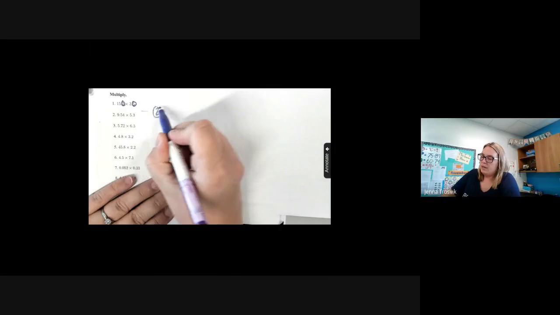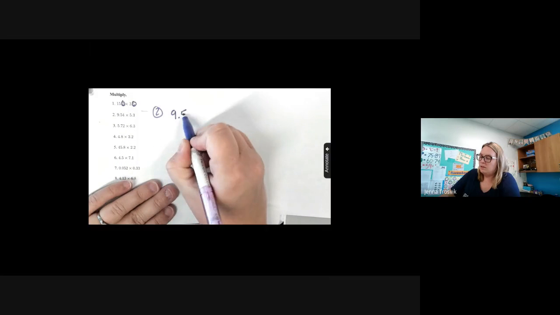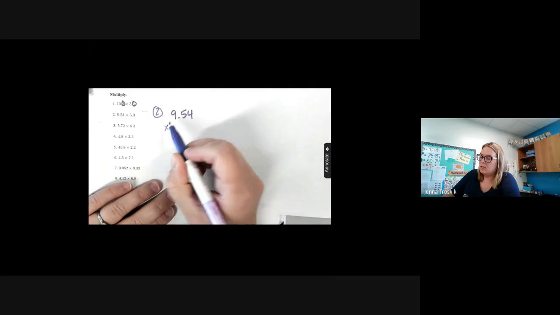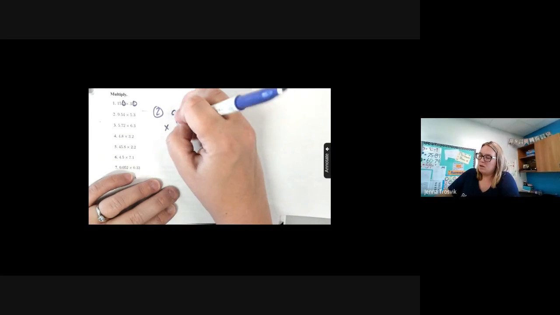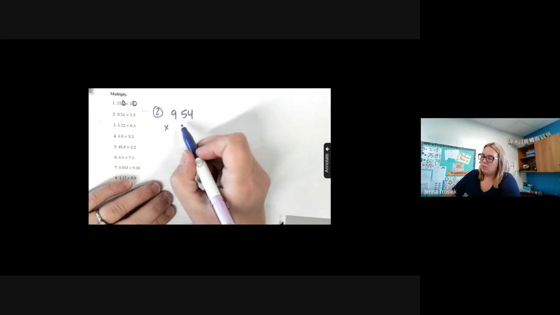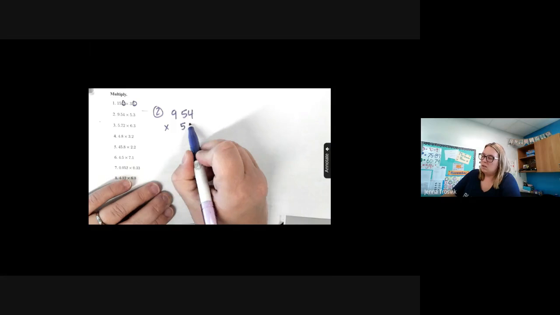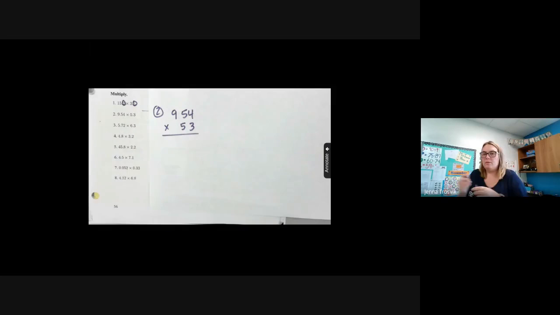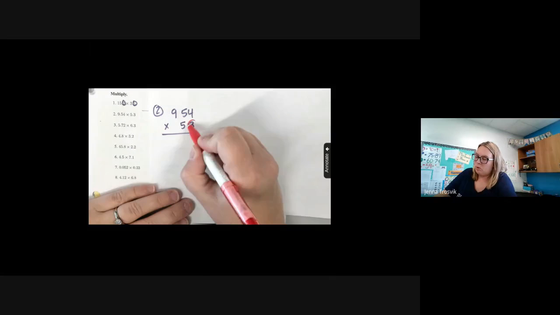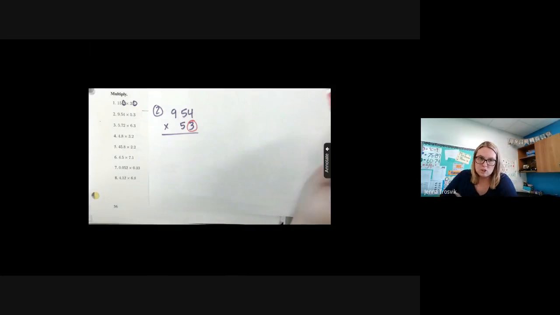Number 2, we have 9.54 times, and I'm just going to leave my decimal off. So I'm going to think of it as 954 times 53. Okay, now I'm going to start with my ones place in my second number, my 3. So my 3 is the number I'm going to multiply by each digit on the top in my first number.